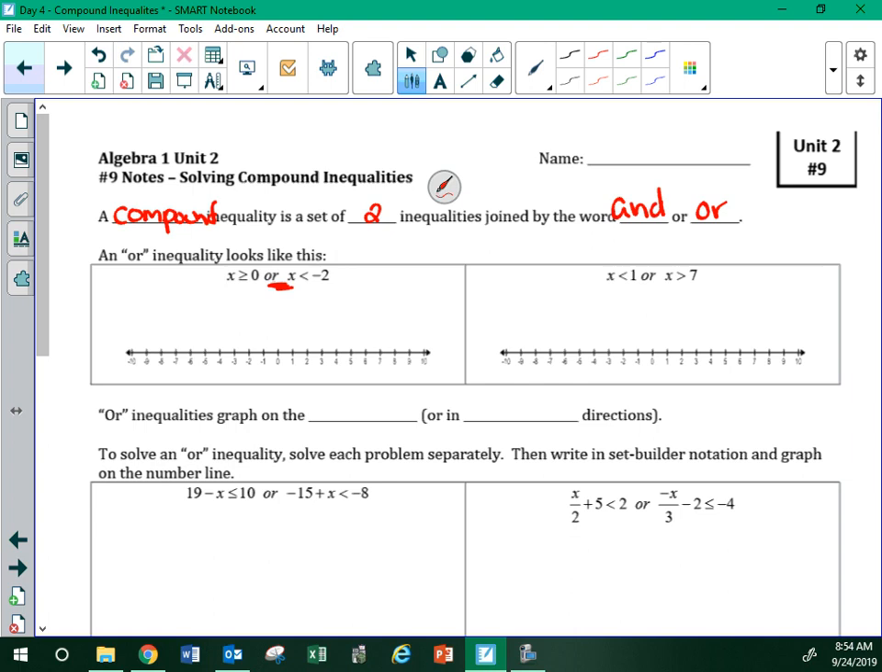All right. So or inequalities graph on the outside, or in opposite directions. So again, it's like oars on a boat. They're going to go in opposite directions. So when I take a look at it, I do each one individually. x is greater than or equal to 0. So I'm going to go to 0. Is this an open or closed? It's closed because it has the or equal to.